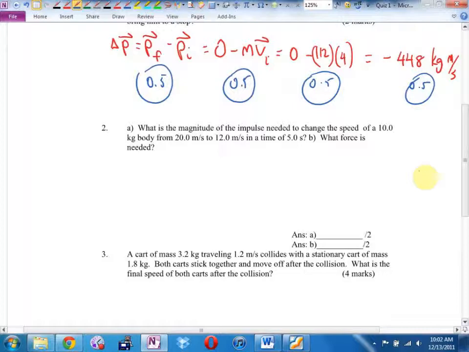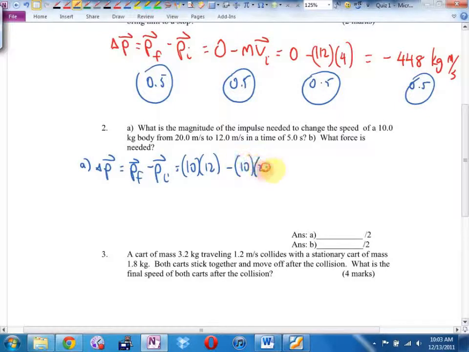What's the magnitude of the impulse needed to change the speed of a 10-kilogram body from 20 to 12 in a time of 5 seconds? Okay, now they're talking about a time, and B asks about a force. Now, I'm going to start out the same way. The magnitude of the impulse is going to be the change in momentum, which is going to be momentum final minus momentum initial, which is going to be mass times v final, 10 times 12, minus mass times v initial, 10 times 20.